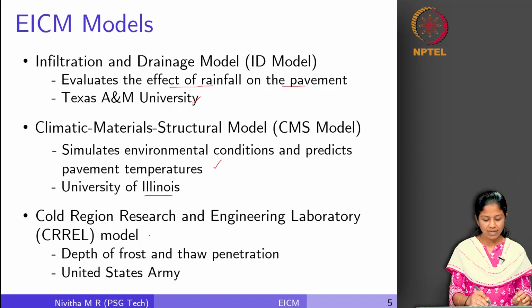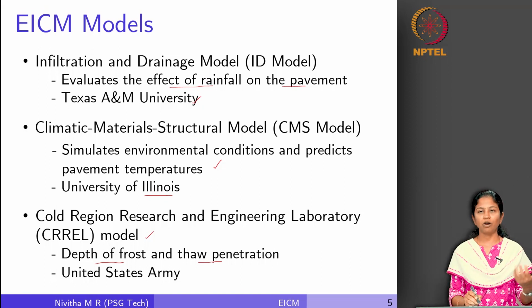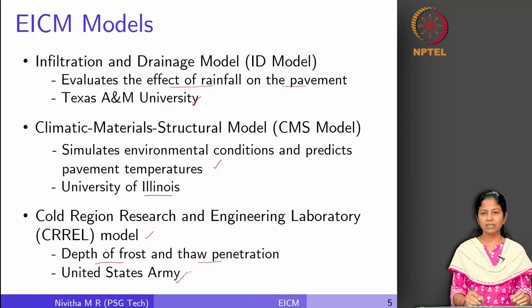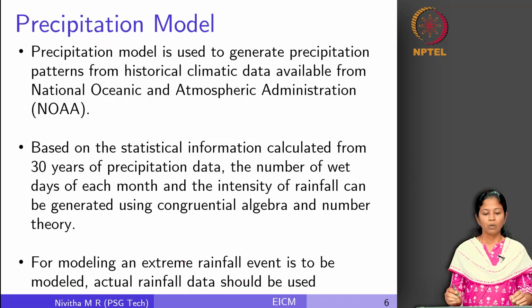And then we have the CRREL model. This model is specifically used for the frost and thaw process. So it calculates the depth of frost and then the thaw penetration. So when the thaw happened, to what depth the effect of thaw is observed in your pavement, and it was developed by the US Army Corps of Engineers, right. Now let us look at these models one by one.